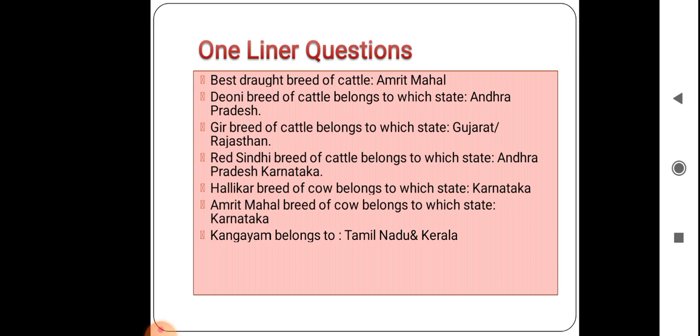Kangayam belongs to which state? Tamil Nadu and Kerala. Krishna Valley breed of cow belongs to which state? It belongs to Andhra Pradesh, and it is a dual purpose variety.